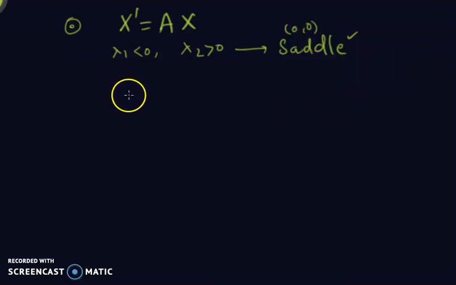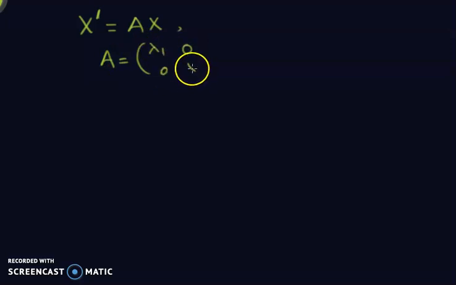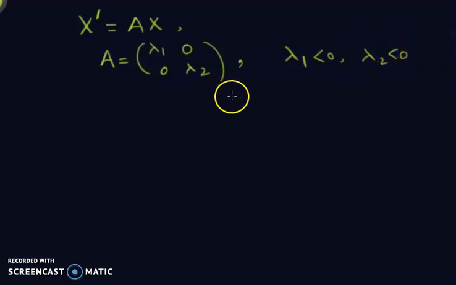Today we are going to consider a planar dynamical system of this form, x prime equal to A times x, and in this case we will consider A to be the diagonal matrix lambda 1, 0, 0, lambda 2. The assumptions on lambda 1 and lambda 2 are that lambda 1 is less than 0 and lambda 2 is less than 0. But one more thing I'll consider is that lambda 2 minus lambda 1 is greater than 0.